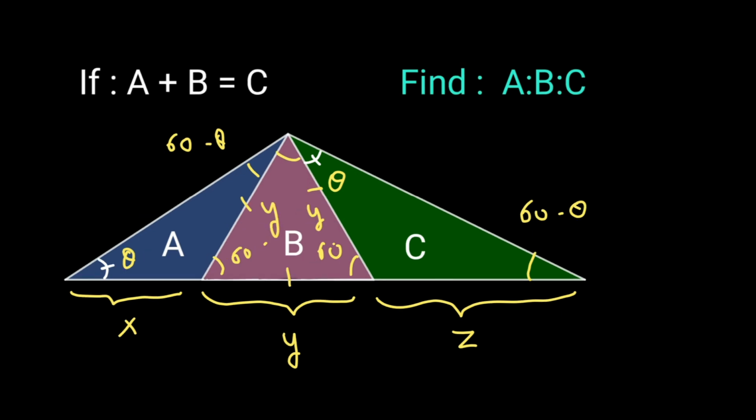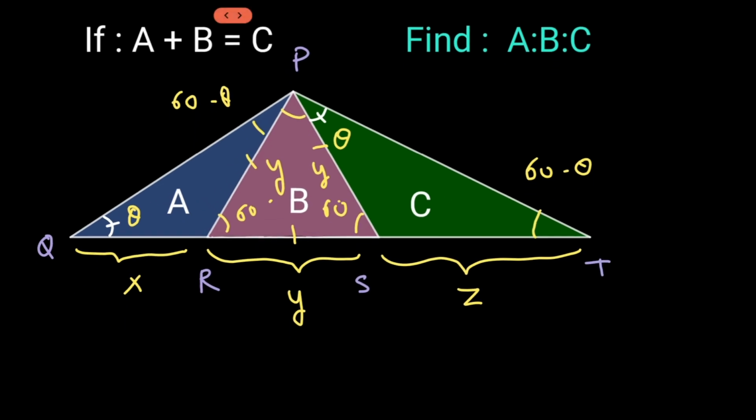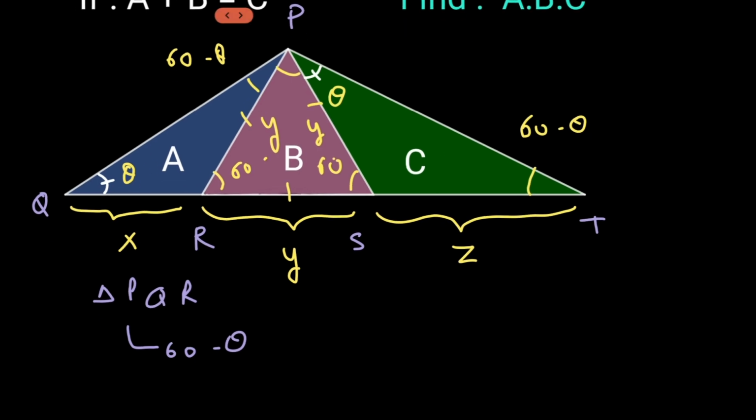Now to move further in the solution, I will label this diagram. So the points P, Q, R, S and the point T. Now take the triangle PQR. In this triangle we can see that the value of angle P is 60 minus theta and the value of angle Q is equal to theta.